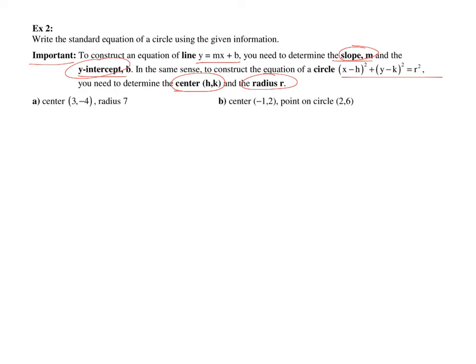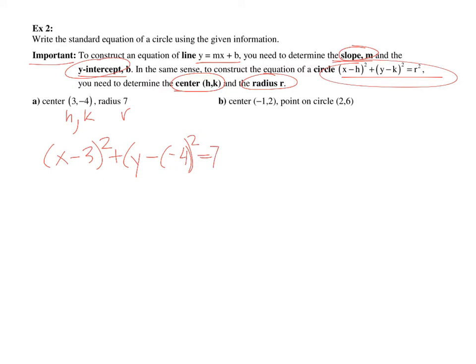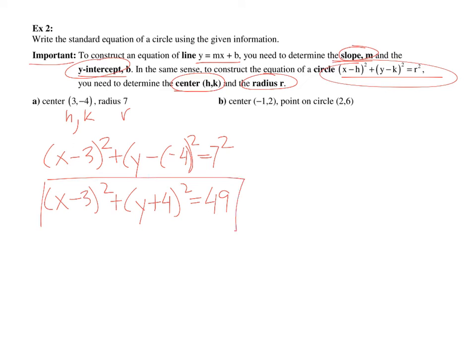So the center is (3, −4). This is my h, this is my k. My radius is r. I just need to plug it in here. So I have (x − 3)² + (y − (−4))² = 7². So I have (x − 3)² + (y + 4)² = 49. And that's all you're going to do. We're done at this point.